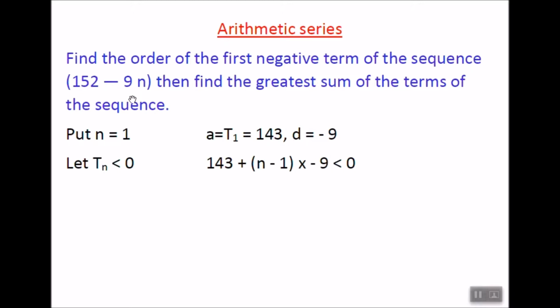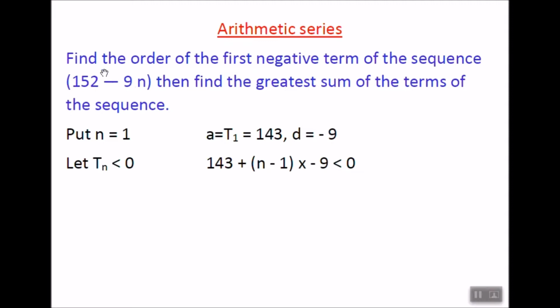If you put this expression less than 0, this will give a value for n. Let's find the general term from Tn equals a plus n minus 1 times d. First, we need to find a. So put n equals 1 in the given formula and find the first term a: 152 minus 9 times 1, where n is 1. This is equal to 143.